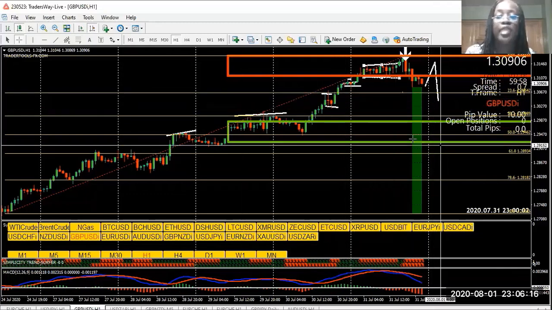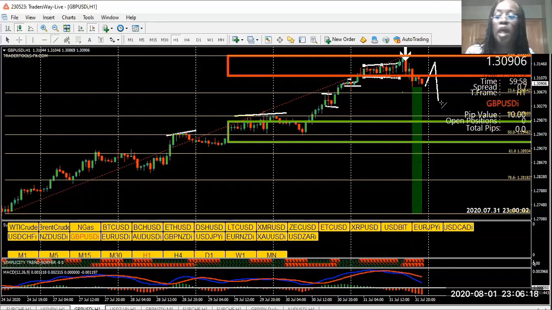Once it comes to this area, if it closes below, then I'm expecting it to retest and then drop. Drop where? To the next structure. Where's the next structure? Right here. And that would be what? The 38. It's that simple, guys.